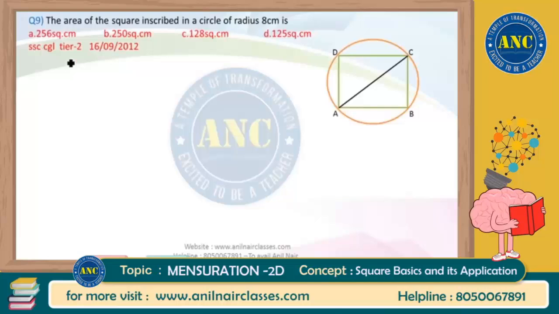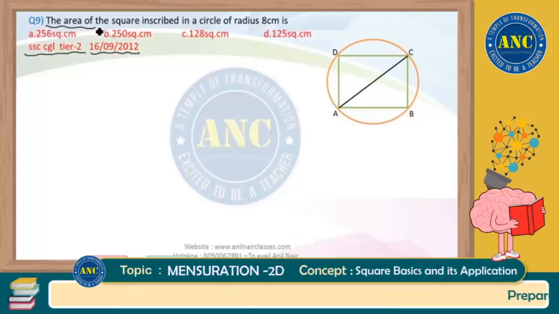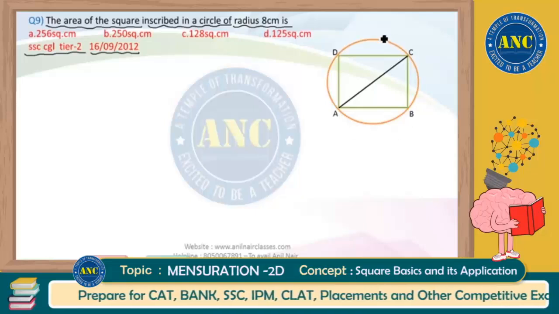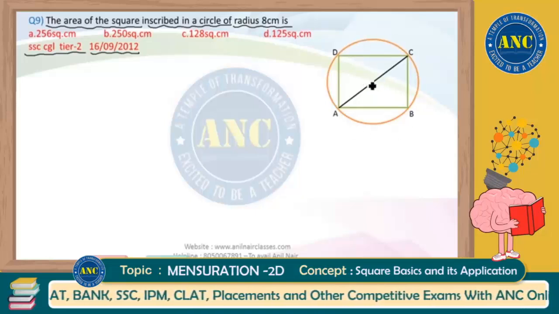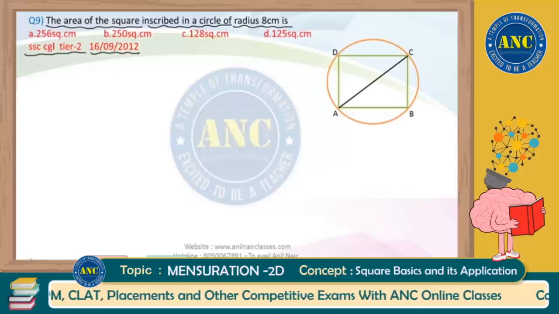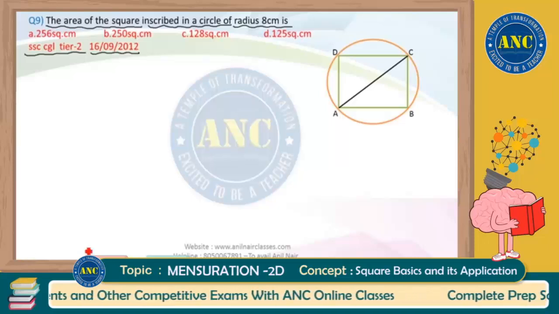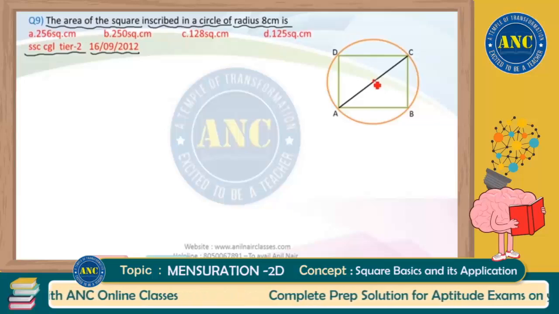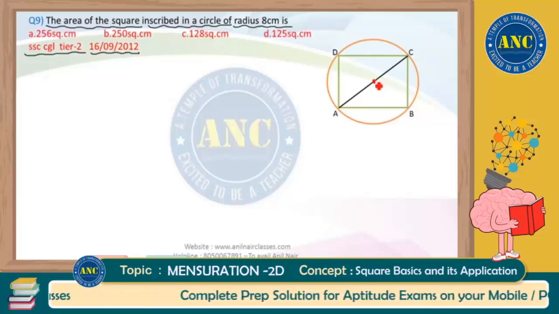Question number 9. SSC CGL Tier 2 Original Examination question in the year 2012. The area of the square inscribed in a circle of radius 8 centimeter is how much? Now, there is a circle which is given in orange color. There is a square which is given in green color. Now, question is, what is the area of this square which is inscribed in a circle of radius 8 centimeter?